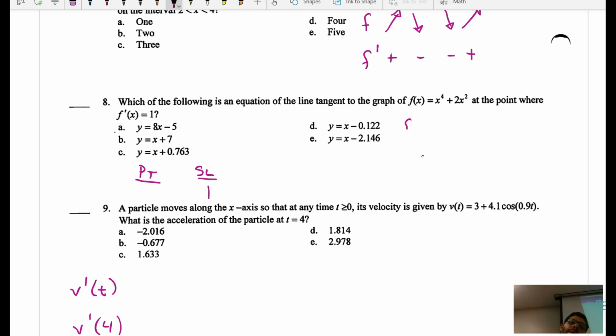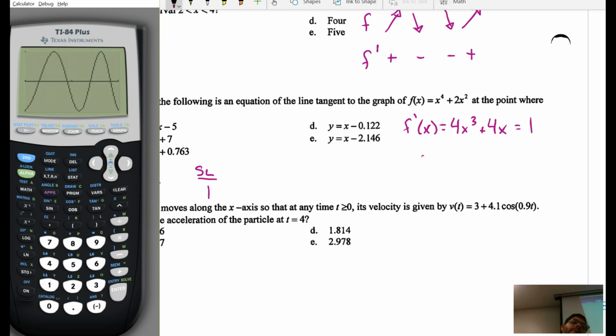Take the derivative. Okay. F prime of x is 4x cubed plus 4x. Set that equal to 1, because we want f prime to equal 1. How would we solve that equation? Put it in the calculator. Yes, 2 different y values on the calculator. Find the point of intersection. Definitely somebody on the AP test is going to try to solve this equation algebraically. It's a calculator portion for a reason.